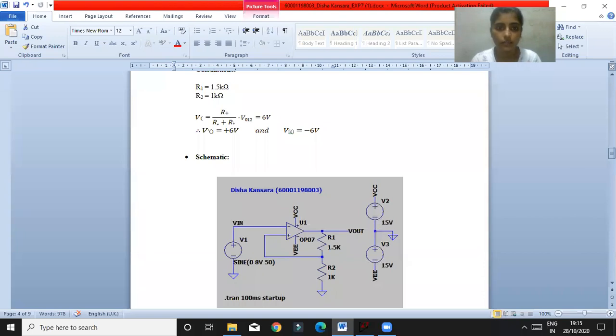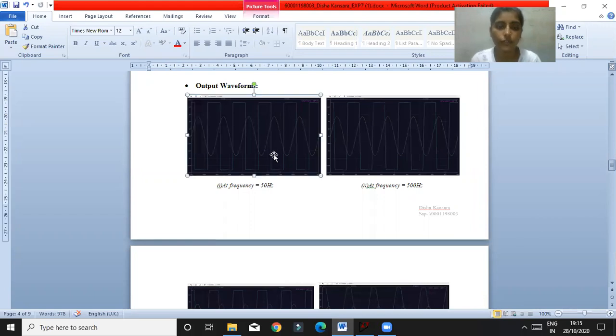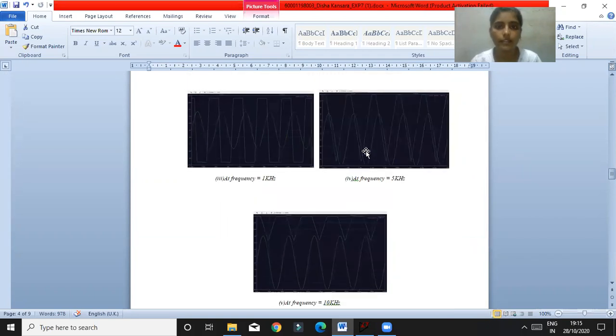So this is my output in the different frequencies. For the other frequencies, I already performed, where 50 hertz, this is the output of 50 hertz. This is for the 500 hertz. This is for the 1K. For the 5 kilohertz, I get this output, and for 10 kilohertz, I get the output which is above the input voltages. So yeah.